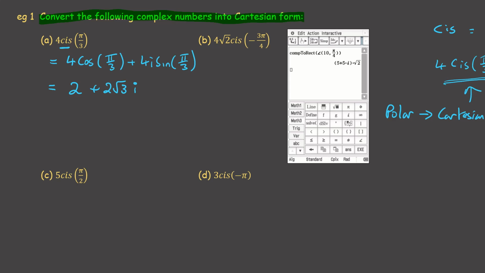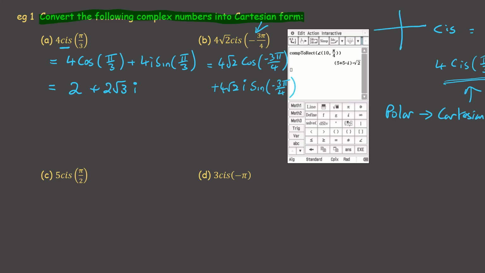And we could do the same sort of thing here. We don't even need to worry what quadrant that's in because it will sort it out for us. So this one here is going to be 4 root 2 cos negative 3 pi by 4 plus 4 root 2 I sine negative 3 pi by 4.